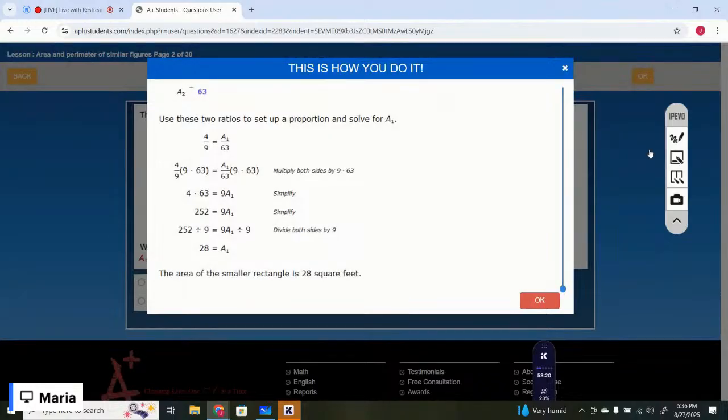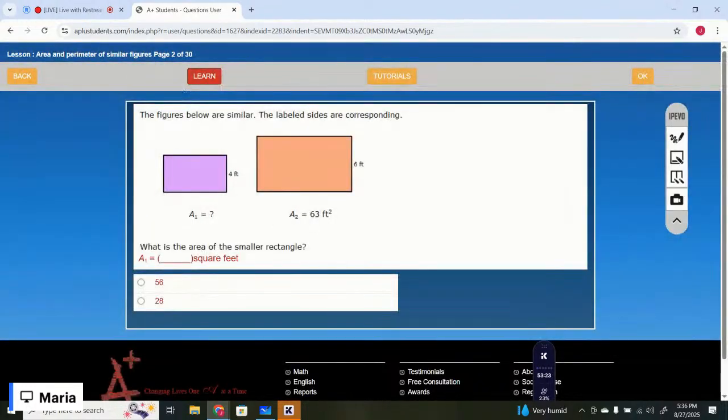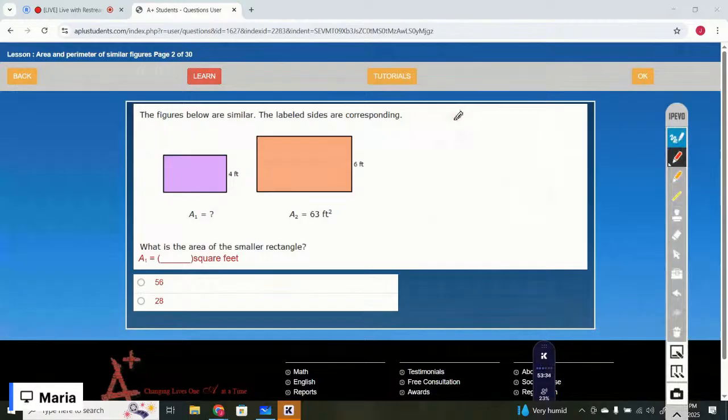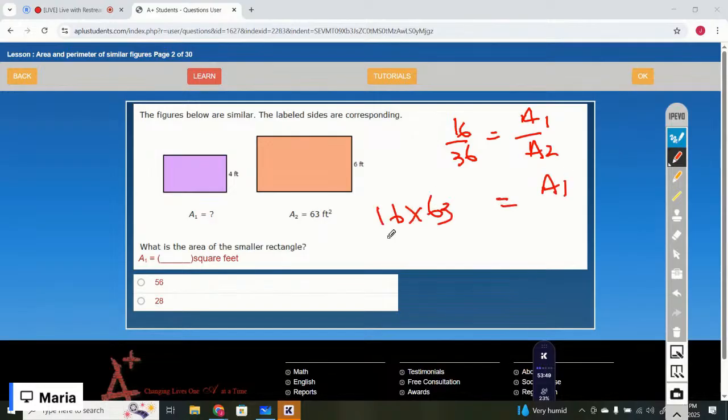We need to calculate their squares actually, because we need to calculate the area. So first we have to calculate the squares of the corresponding sides. That is 4 squared and 6 squared, that is 16 over 36. And we need to equate it with A1 over A2. So A1 equals 16 times 63 divided by 36. So the correct option is 28.